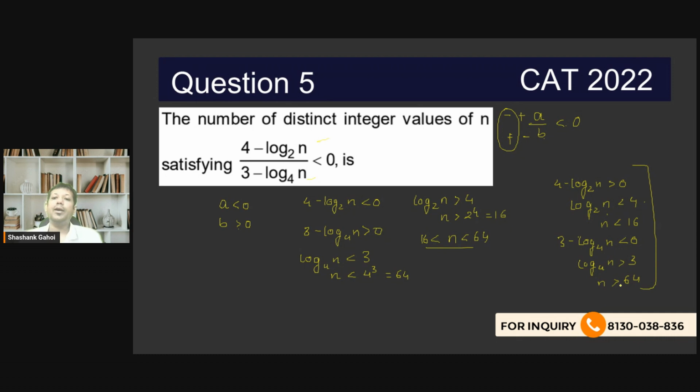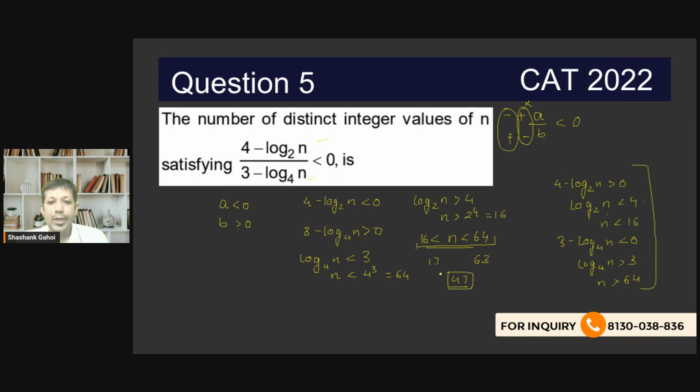Now in this inequality I am getting n is less than 16 as well as n is greater than 64. How can a number be greater than 64 and less than 16 at the same time? Can it happen? No. So this inequality will not give me any possible arrangement. So I am not going to take this, and I am going to get the answer like this only. So how many values are we going to get? Smallest value is 17, largest value is 63. How many numbers between 17 and 63, both inclusive? 47. So my answer to this question is going to be 47.